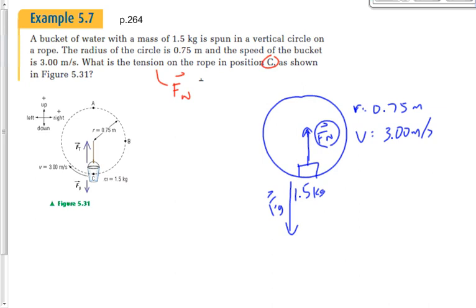All right, so we're going to say Fnet is equal to the sum of the forces. That's Fn plus Fg. Mv squared over r equals Fn. That's what we're looking for here, right? Fn.